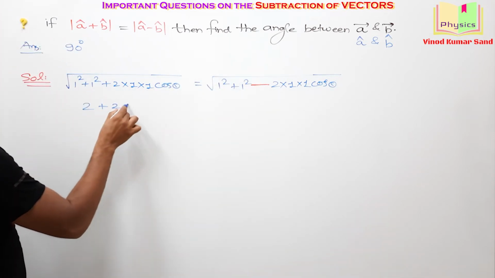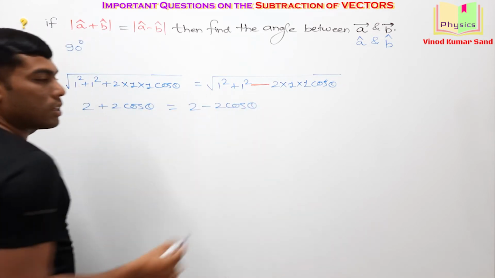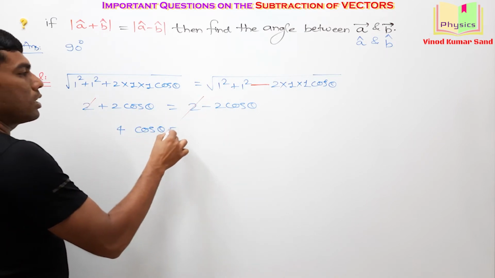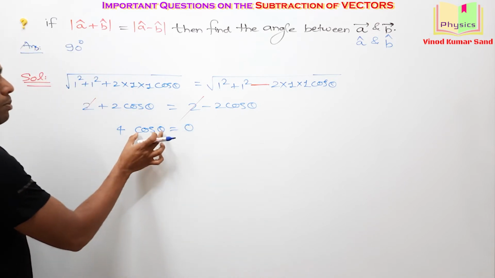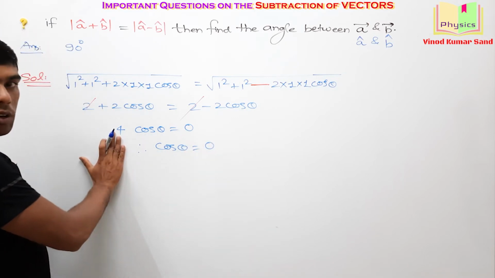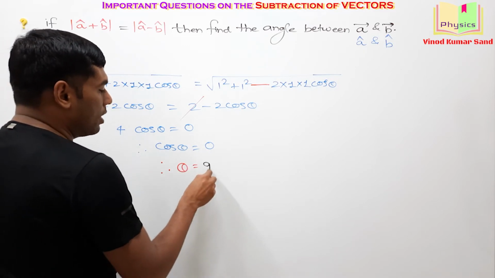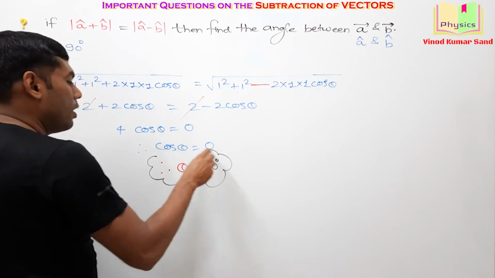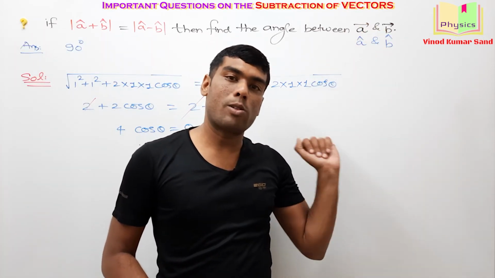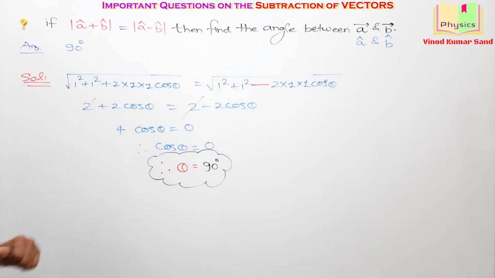This is 2 plus 2 cos theta, and here we have 2 minus 2 cos theta. This 2 is getting nullified, so we are left with 4 cos theta is equal to 0. It means the cos theta must be 0 because 4 is not equal to 0. Therefore, the theta should be equal to 90 degree. The a vector and b vector are perpendicular, as well as the a cap and b cap are also perpendicular. Getting it? Note it down. Then we'll take up question number 3.